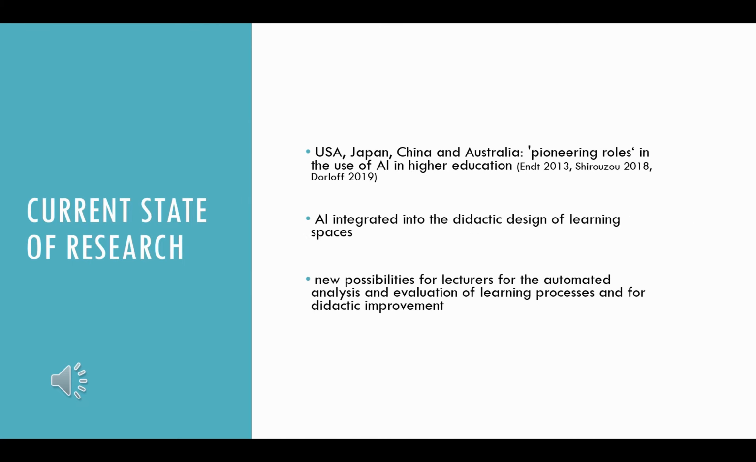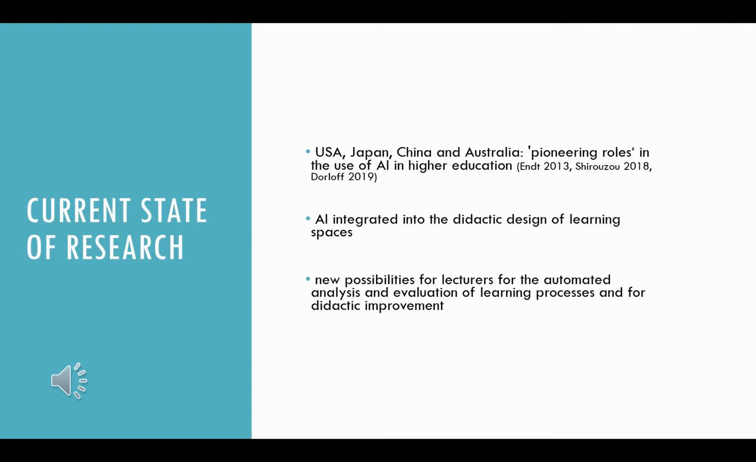The use of artificial intelligence in educational contexts is increasingly coming into focus in various countries, including Germany, as Kieslich et al. 2019 pointed out. Above all, countries such as the USA, Japan, China, and Australia are taking on pioneering roles in the use of AI in universities, colleges, and schools.